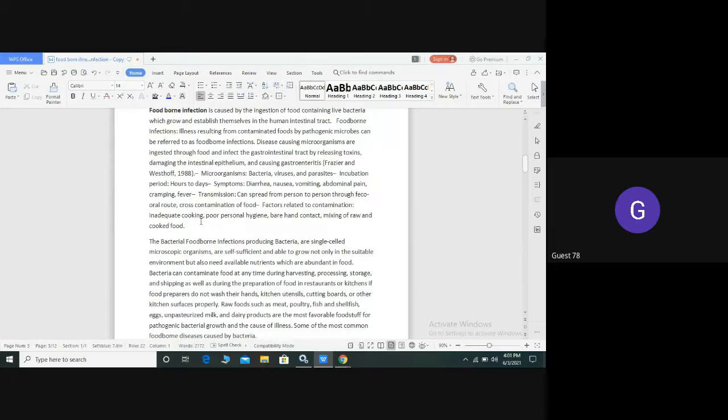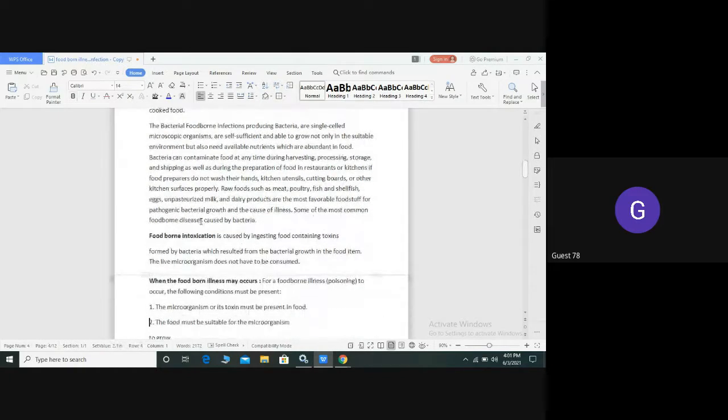Here are the factors responsible for the development and growth of microorganisms in food. When we talk about foodborne infection, it is produced by bacteria. Bacteria are single-celled microscopic organisms, self-sufficient and able to grow, not only in a suitable environment but also where nutrients are available. All the available nutrients and surroundings are found in our body and also in food. So food is the main source of foodborne infection.